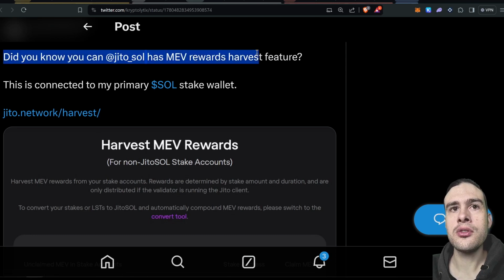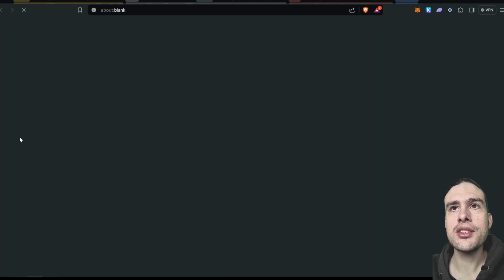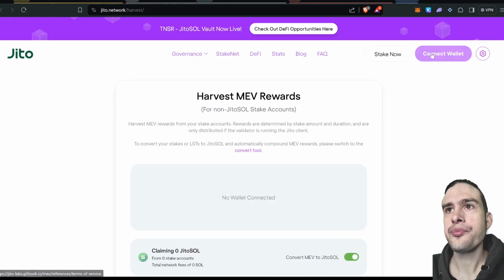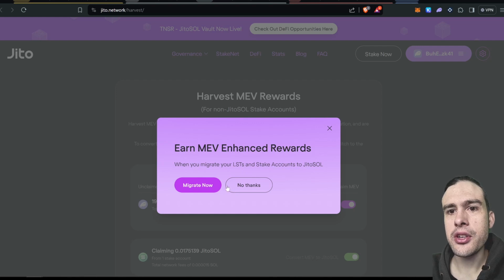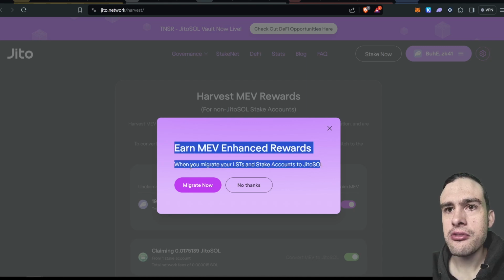So if you go to the Jito.network and harvest, you can actually come over and see if you have any claimable JitoSOL or just Sol, because you can claim it as Sol or JitoSOL. I claimed it as JitoSOL. There's also earn enhanced rewards when you migrate your LSTs and stake accounts to JitoSOL.